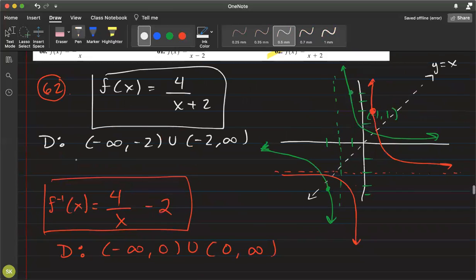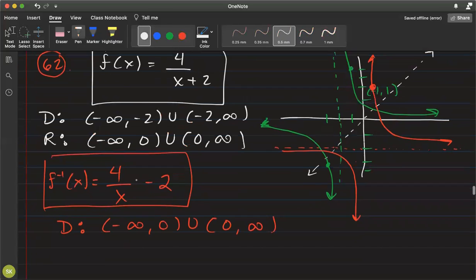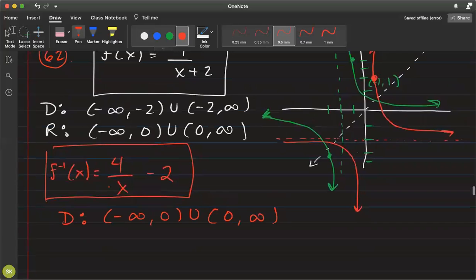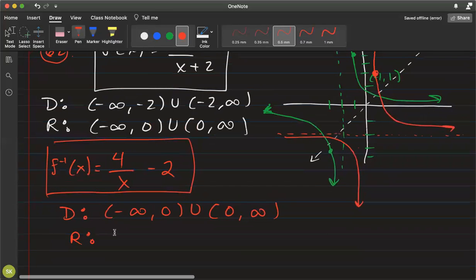Now, the range. Looking at this function, just looking at the equation, I can't tell what the range is, but I do know that it's equal to the domain of its inverse. So this is -infinity to 0, 0 to infinity. And looking at this function, I can't tell the range just by looking at it, but I know it's the domain of the original function. So this is -infinity to -2, then -2 to infinity.